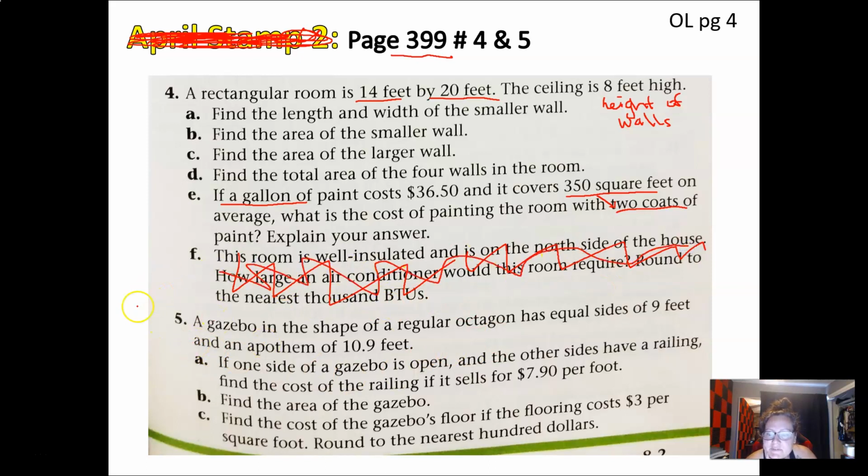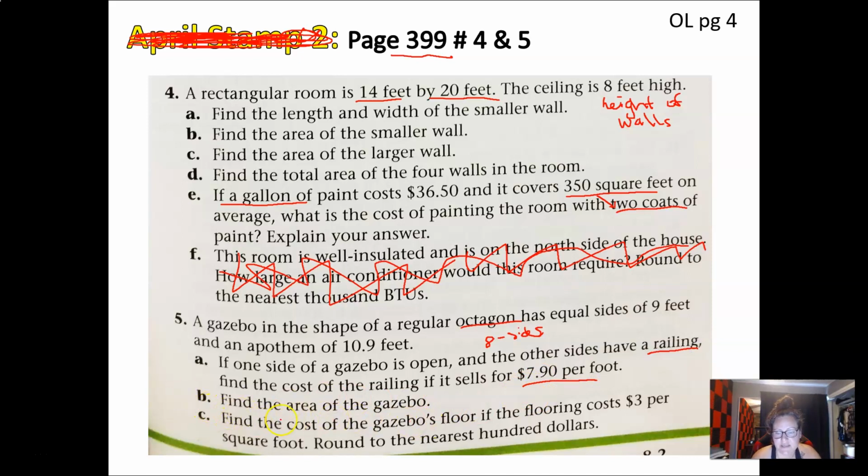All right, and the number 5, this is just like our second example, a gazebo in the shape of a regular octagon. An octagon has 8 sides. Okay, it has equal sides of 9 feet and an apothem of 10.9 feet. If one side of the gazebo is open and the other sides have a railing, find the cost of the railing if it sells for $7.90 per foot. Okay, so you got to find out how much railing you're going to have and then multiply it by the cost per foot. And then B, find the area of the gazebo.